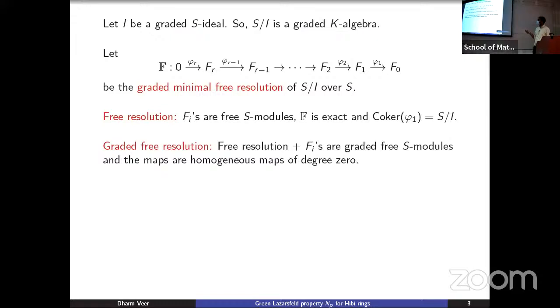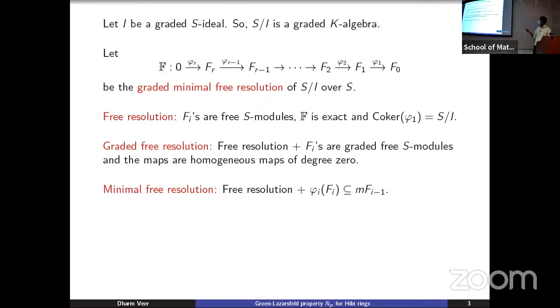By graded free resolution, we mean F should be a free resolution, plus the modules F_i are graded free S-modules, and the maps Phi are homogeneous maps of degree 0. What we mean by homogeneous map of degree 0 is that under the map Phi, an element of degree b should map to an element of degree b. And at last, by minimal free resolution, we mean that F should be a free resolution, plus under the map Phi, the image of the free module F_i should be contained inside M times F_{i-1}. Right? Okay.